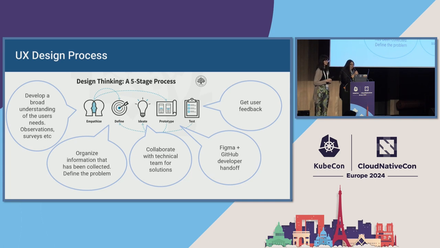Sometimes we as engineers tend to jump to the ideate step, but we want to make sure we're really putting emphasis on the first two steps, which are more of induction. In the ideate phase, actually, in our Knative working group, we end up working a lot with the technical team to come up with potential solutions to the problems we've identified. And after you've come up with potential solutions, you can begin to prototype solutions. This is where you might start using tools like Figma to design a potential solution. And then you can start getting into developer handoff. And once you've done all that, you can start testing things. So you can show people what you've made and get some user feedback on that. And that is stage five.